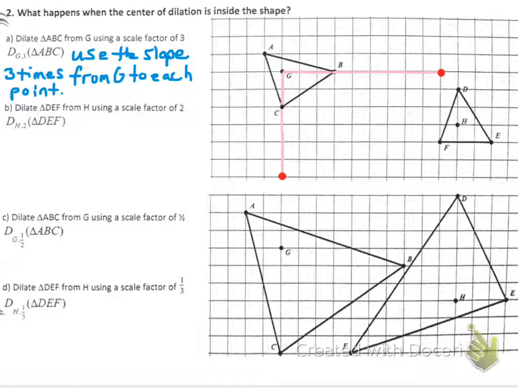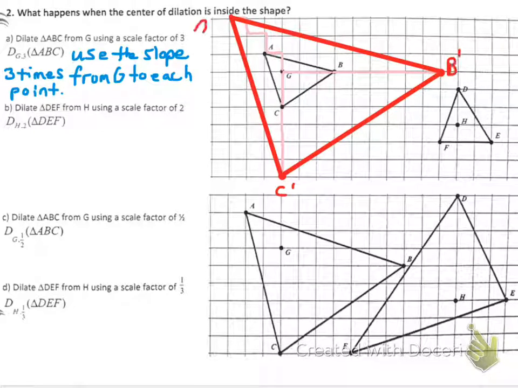There's 1, 2, 3. And then do the same thing for point A, and it's up 1, left 1, up 1, left 1, up 1, left 1. And you can see what happens there. And so when the center of dilation is inside the shape, you can see that our new image is outside the shape because it was a scale factor greater than 1. It would end up inside if it was a scale factor that was a fraction.